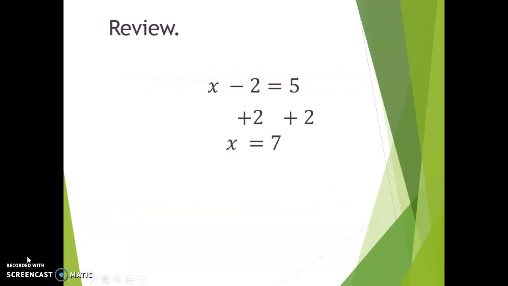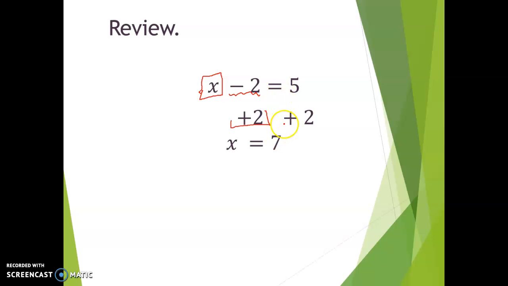Before we jump into radical equations, let's do a quick review of how we solve just regular equations. You can see this equation, x minus 2 equals 5. We know that we want to isolate that variable. We want to get that x all by itself, and right now that means we have to undo what's being done to the x. Right now, it's got a negative 2 with it. So to undo a negative 2, we have to add a positive 2.